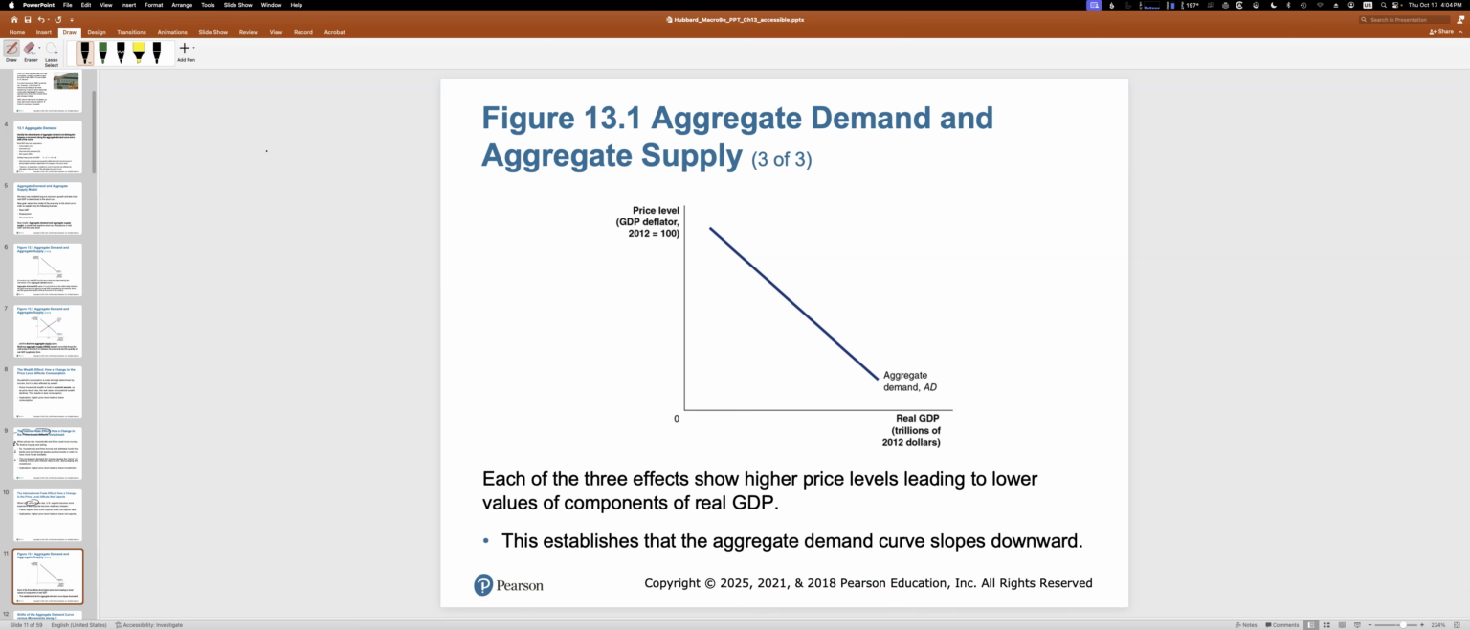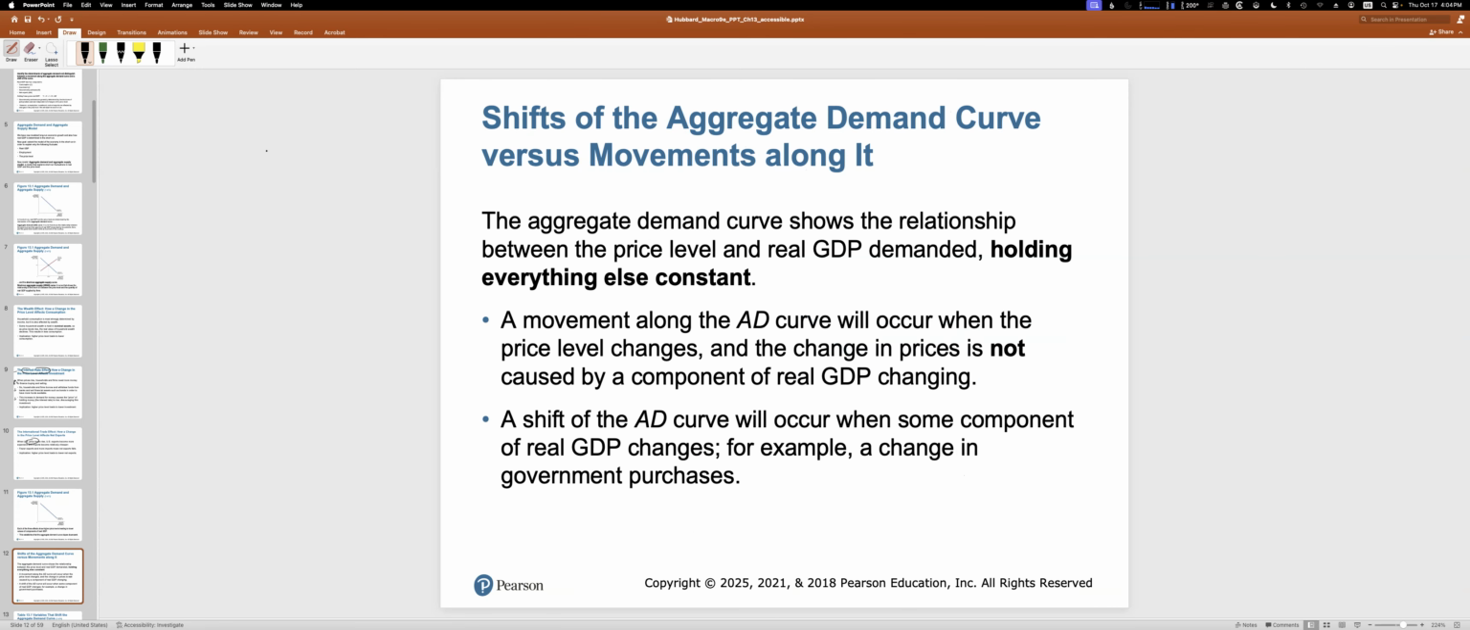And so there we go. Three reasons why the aggregate demand curve shows that as the price level falls, real GDP rises. And just like we did in chapter 3, we need to distinguish between moving along the curve versus shifting the curve. Moving along the curve means that we are employing ceteris paribus, meaning that the only time that we move along the curve is when we change the price level.